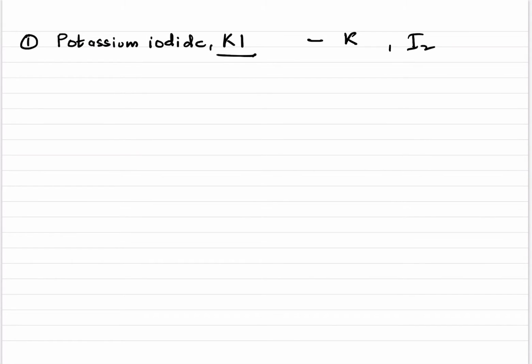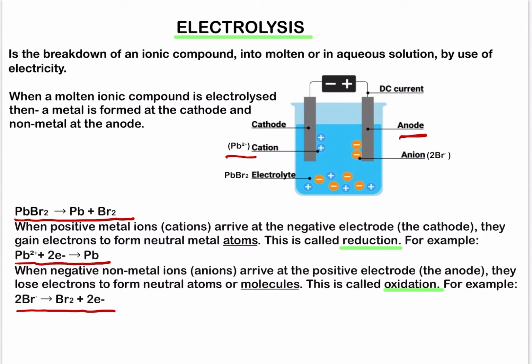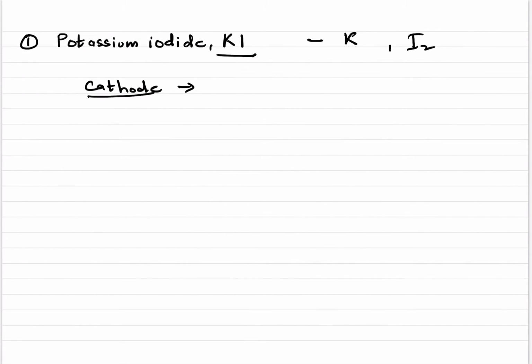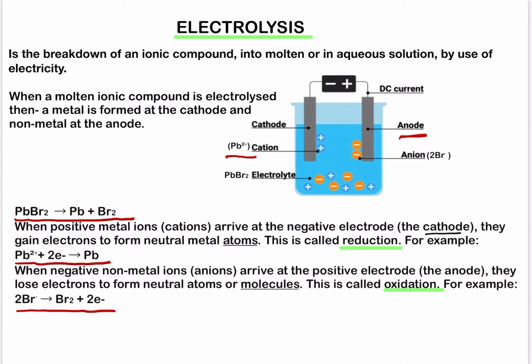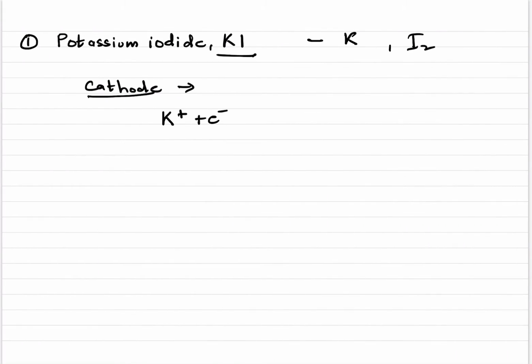Now at the cathode, this is important, remember what is taking place at the cathode? Reduction is taking place, a gain of electrons. Here K+, that's the ion, plus an electron, means it will gain an electron and form potassium metal at the cathode.